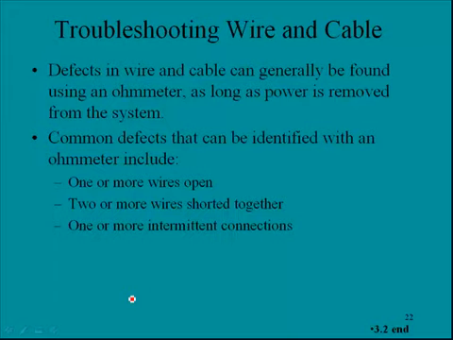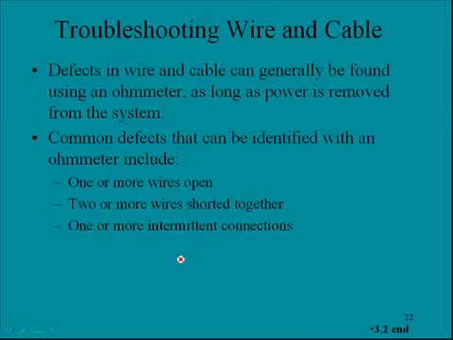Troubleshooting wire and cable. Defects in wire and cable can generally be found using, notice, an ohmmeter, as long as power is removed from the system. Common defects that can be identified with an ohmmeter include one or more open wires, two or more wires shorted together, or one or more intermittent connections. One or more wires open.